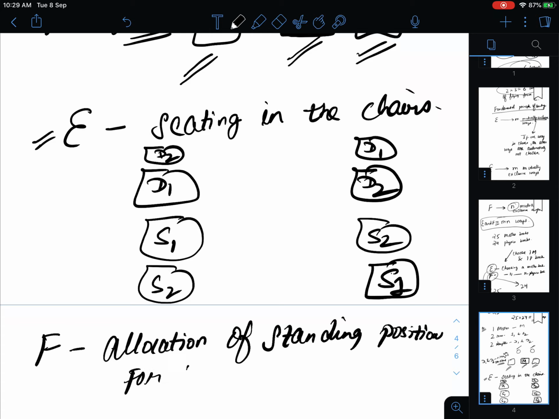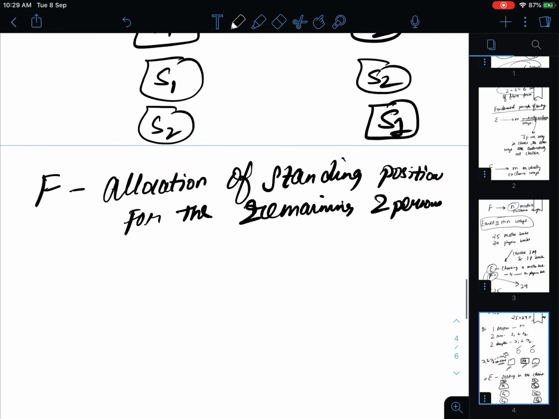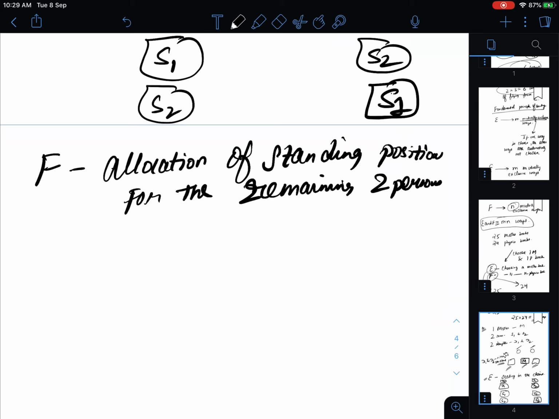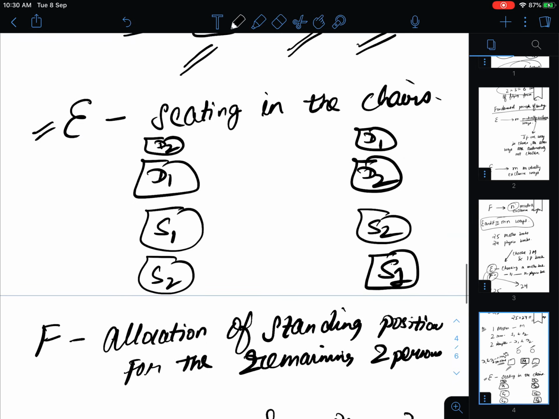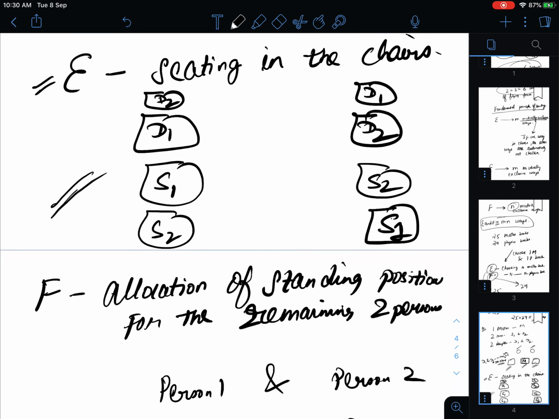for the remaining 2 persons. Now, whoever they are, whether they are the daughters or the sons, this can be done in 2 mutually exclusive ways. That is, person 1 and person 2, or person 2 and person 1. So thus there are 4 choices for event E, and 2 for F.